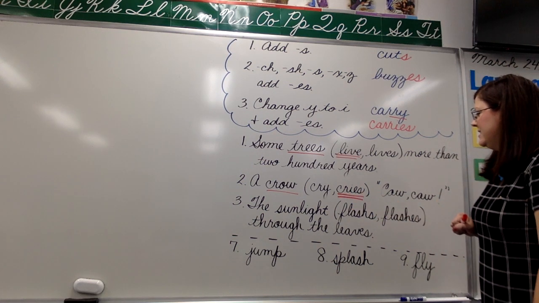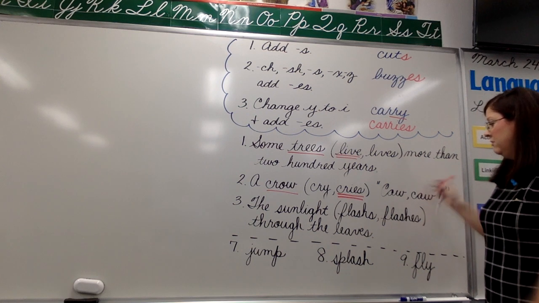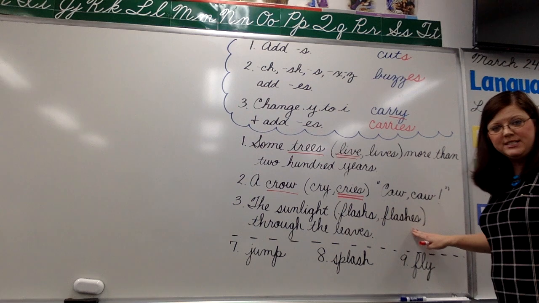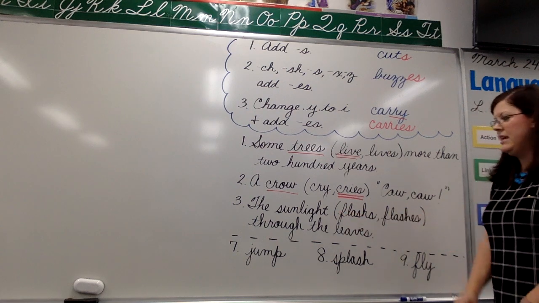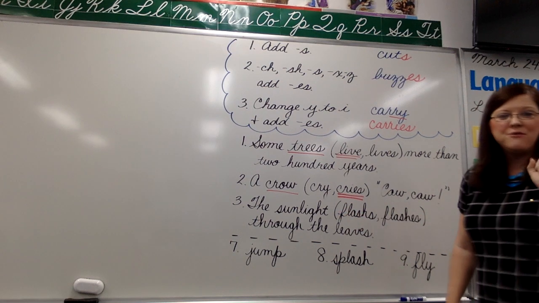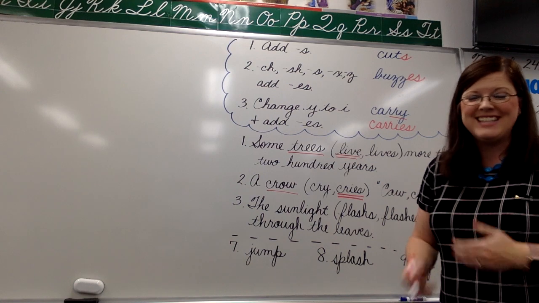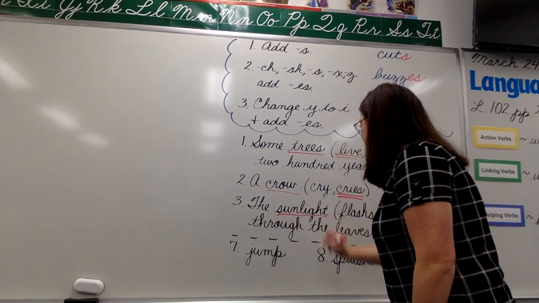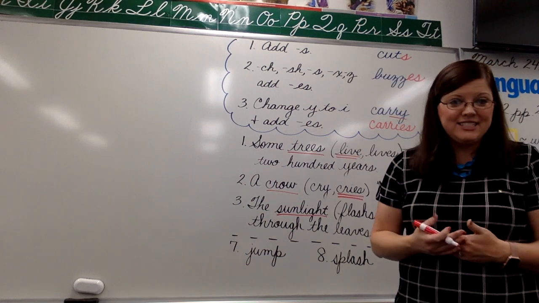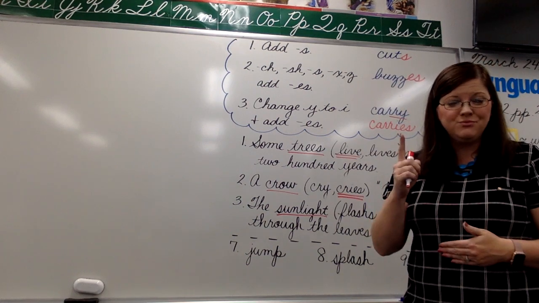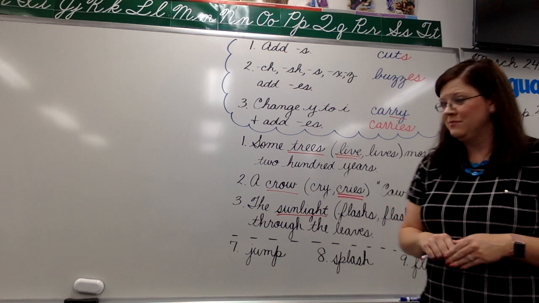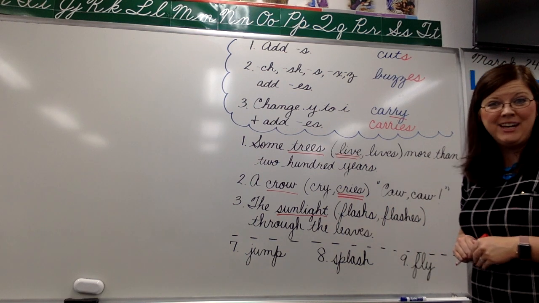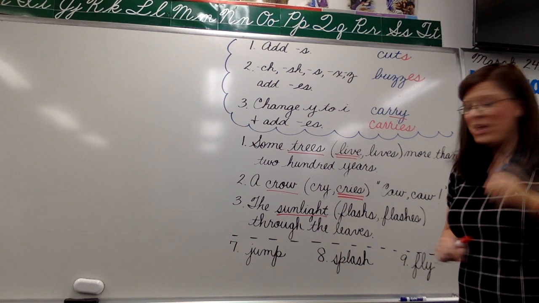Number 3 says the sunlight flashes through the leaves. Step 1, find the subject. Who or what is that entire sentence about? Sunlight. Decide its number. 1 or more than 1? We're talking about 1 here. Good guess. So here we go.